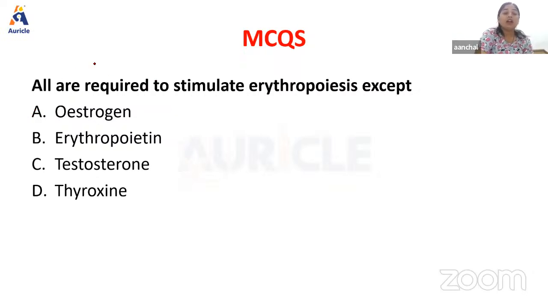Okay, now another question we have. All are required to stimulate erythropoiesis except: estrogen, erythropoietin, testosterone, and thyroxine. Again, you have 10 seconds to answer.